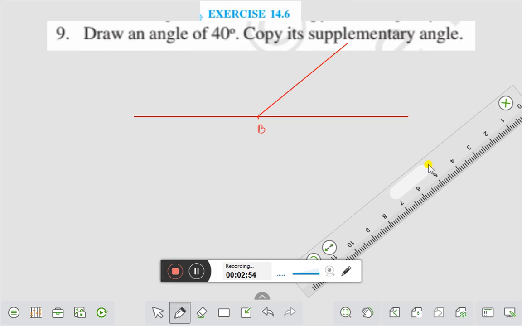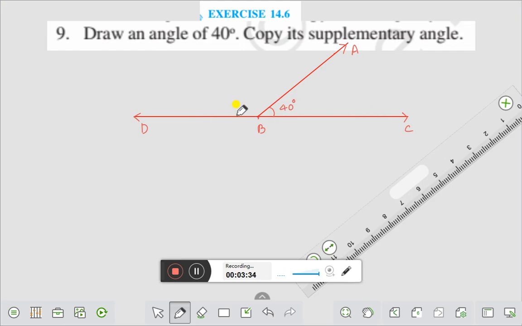write the name of this, that is B. Let us give an arrow here. This is C point, this is A point, A, B, C, and if we give the arrow here, this is D point, right? This is A, this is B, this is C, and this is D point. Now angle ABC is equal to 40 degree, right? And here you see DBC is a straight angle.